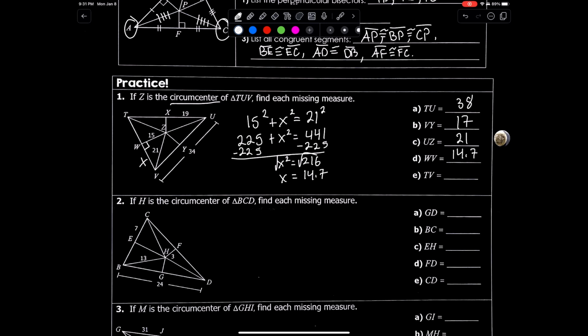And then TV, oh, well, that's just the whole thing. So we can just take our answer right here and then double it. So we say 14.7, double it. I want the whole thing. That's 29.4. The reason we can double it is because this length and this length are congruent to each other. So if I have 1, I just multiply by 2 because I have 2 of the same length. If you wanted to, you could also say 14.7 plus 14.7. Either way.